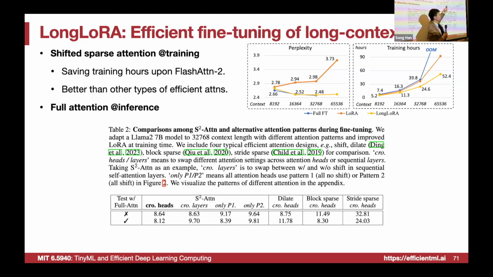We can pretty much match the full fine-tune, although full fine-tune can only happen up to like 32K, and then we don't have enough GPU memory to hold it. But with LongLoRA, we can push the frontier to 64K.